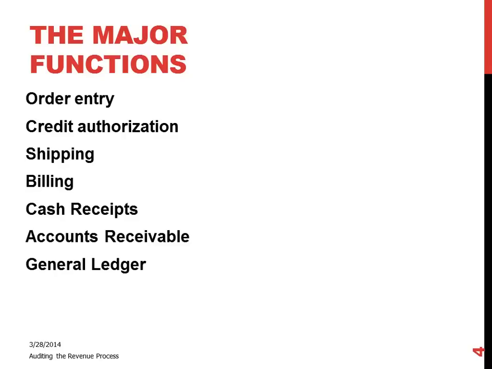Also billing, right? We don't want things to go out the door and not bill our customers. So you want to see if there are controls over billing. Then cash receipts would be the collection process, then updating the accounts receivable subledger, then finally the general ledger, making sure that there are proper controls over reconciliation, so that the amounts recorded in the general ledger actually agree and reconcile to the amounts recorded in the subledger.